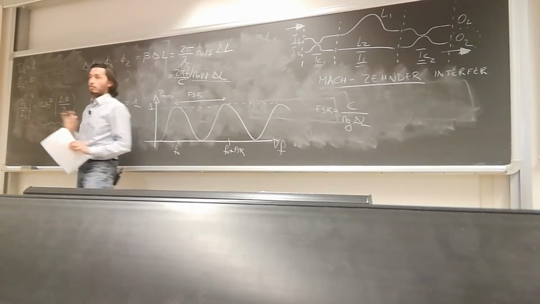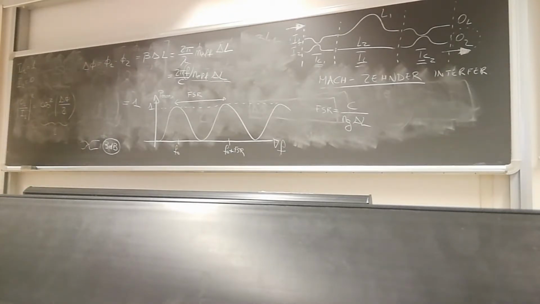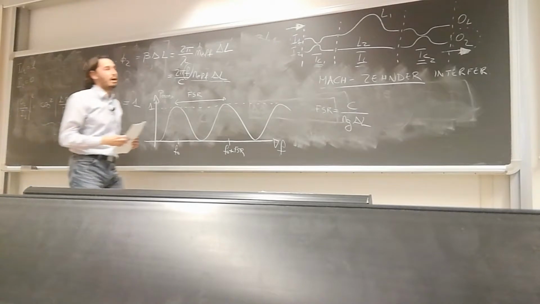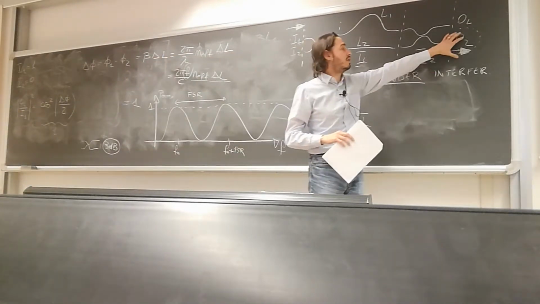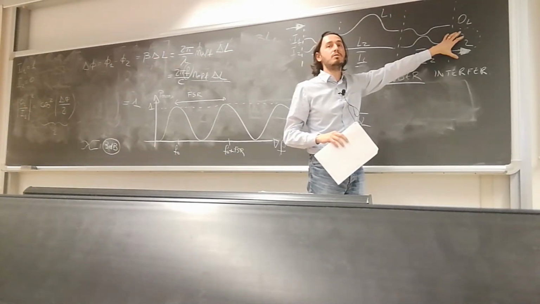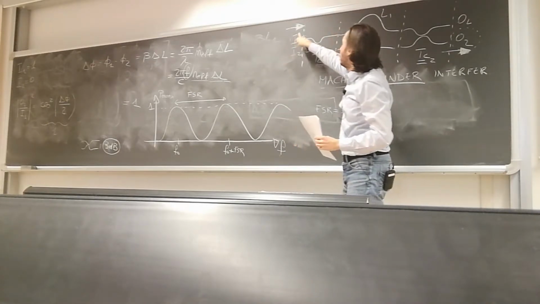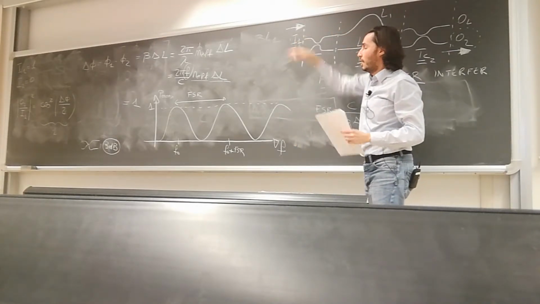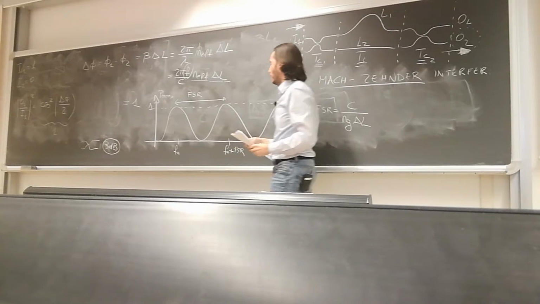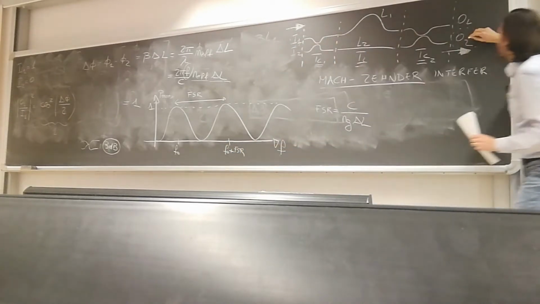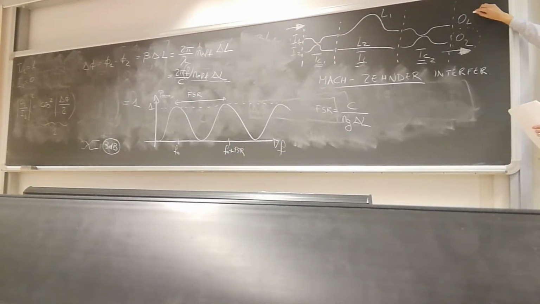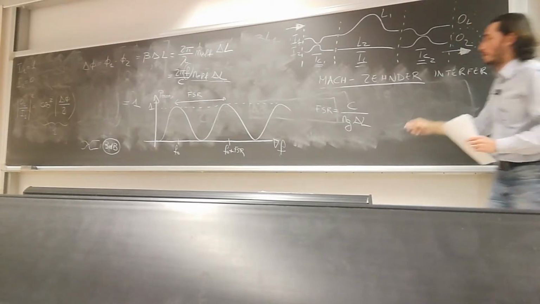Okay? So, this is what I should expect if I put a photodiode, a power meter, here at my output port. I have one at the input, I change the frequency, and here what I see is the power that goes here, here, here, here periodically. Okay?